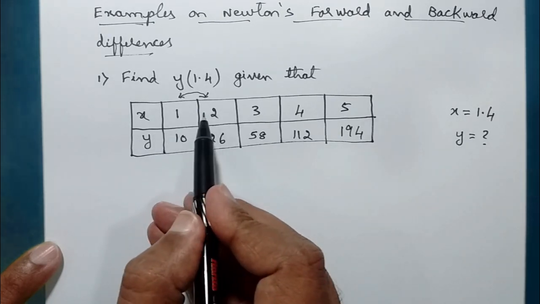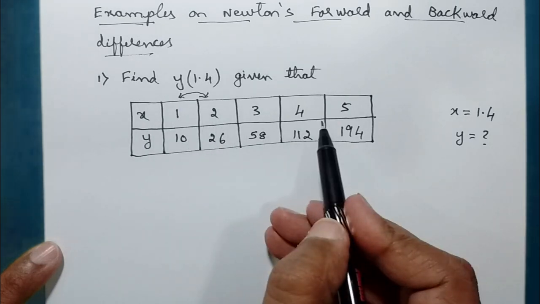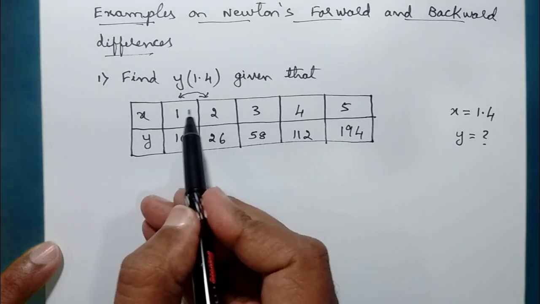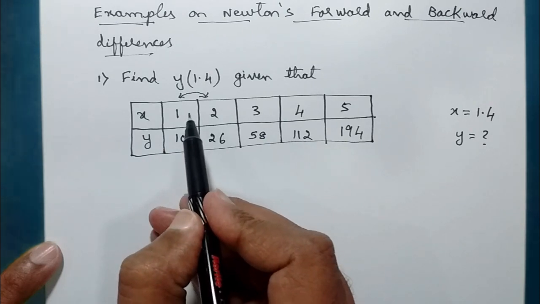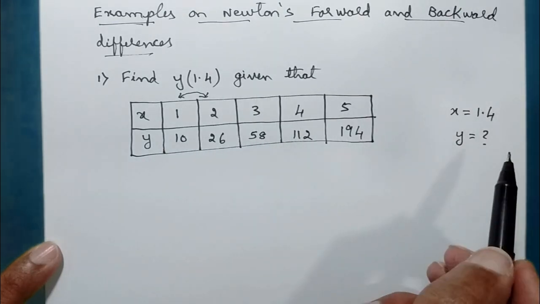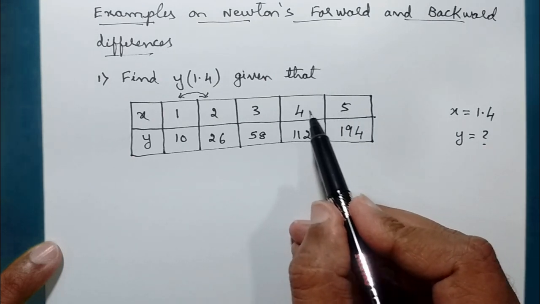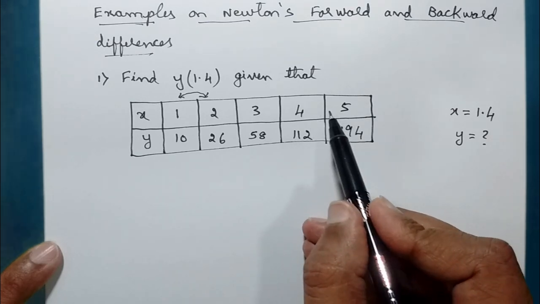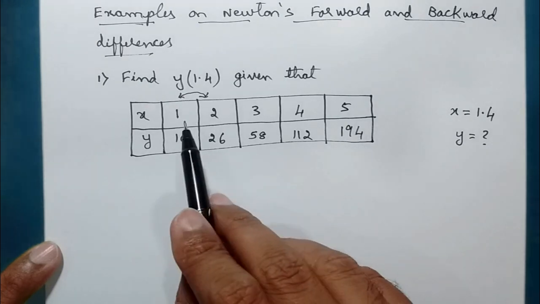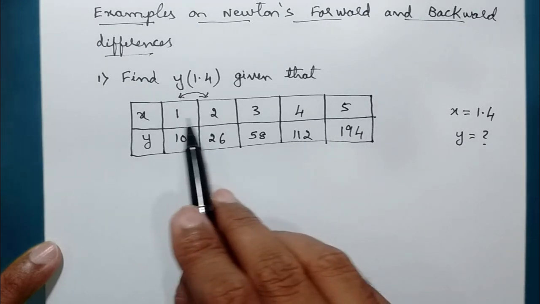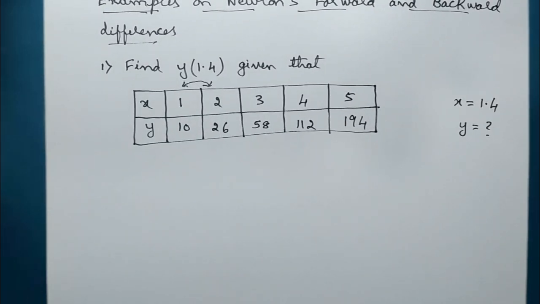The value of x is at the initial level, that means 1, 2, these are the initial values. So x equal to 1.4 is nearer to the beginning value of x. Whenever the value of x is at the beginning, we have to use Newton's forward interpolation. Suppose the value of x is at the end, suppose x is given as 4.5, then you have to use Newton's backward interpolation formula. Because here the value of x is 1.4, which is at the beginning, we are going to use Newton's forward interpolation formula.